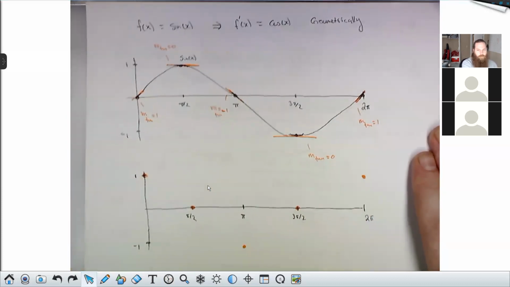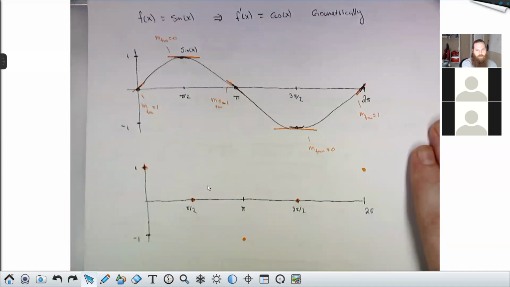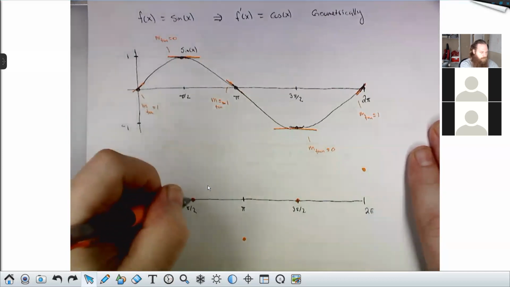So if I just gave you these points and asked you, what do you think this second graph is? I'm pretty sure everybody would tell me cosine, and you'd be correct.